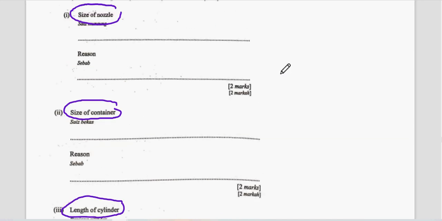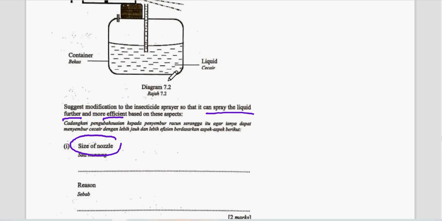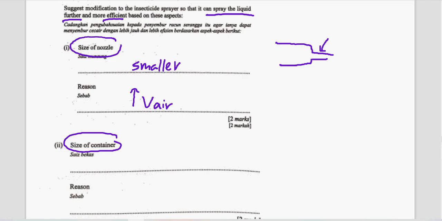The size of the nozzle should be smaller. Reason, so that the speed of the air will be higher. The size of the nozzle should be as small as possible so that when we push the piston here, the air will move at high speed at this part. So the size of the nozzle should be smaller, to increase the velocity of the air.